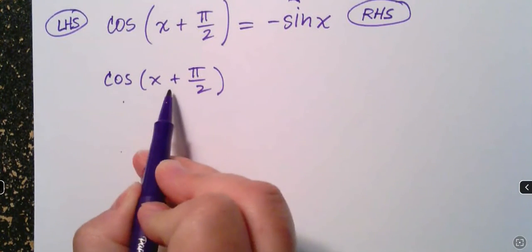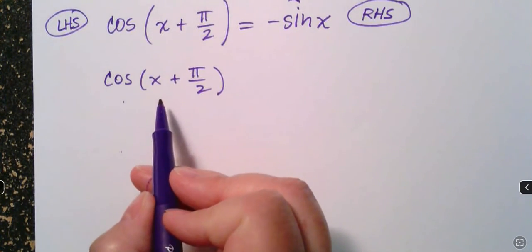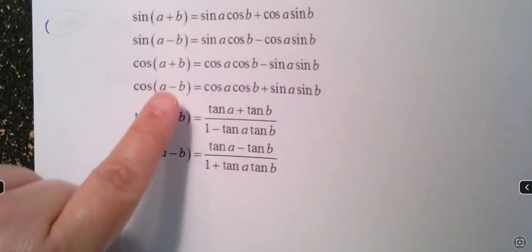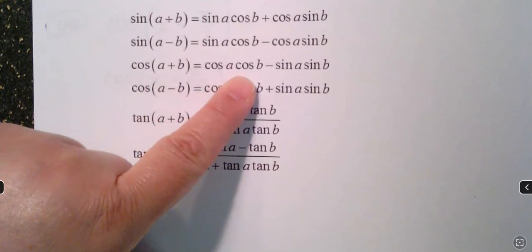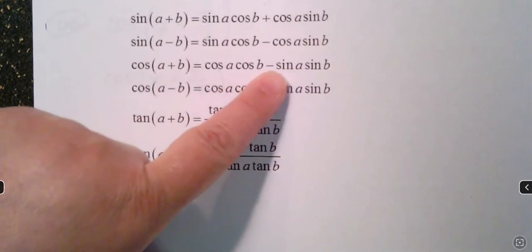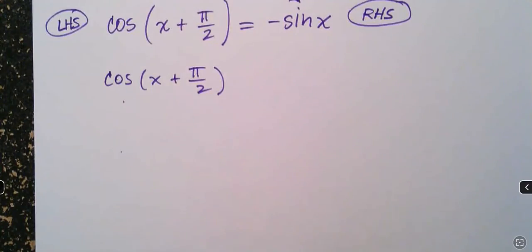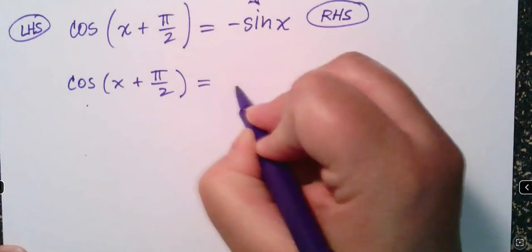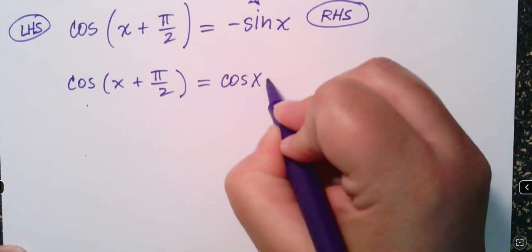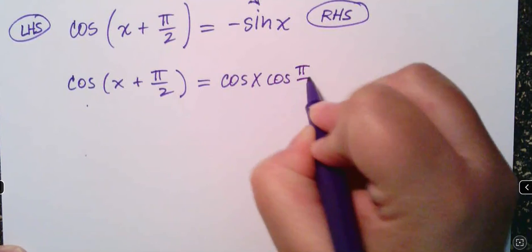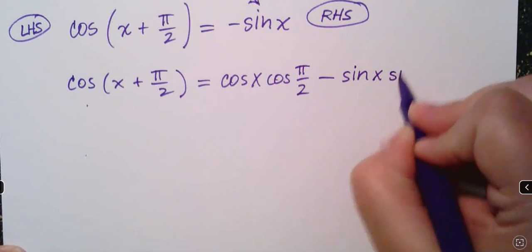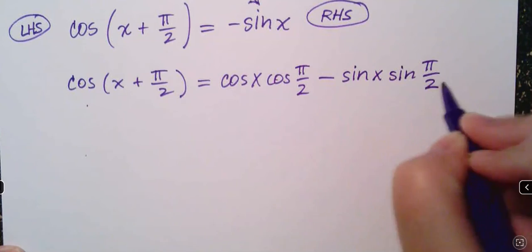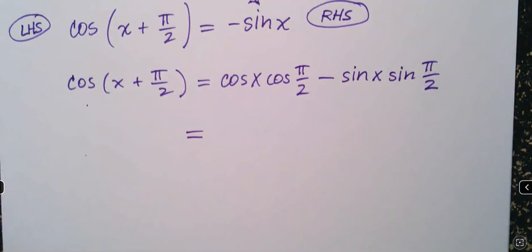Well, I see that I can use sum and difference identities. And it's a sum of a cosine. So I'm going to use this one. So cosine of the first times cosine of the second minus sine of the first, sine of the second. So this is cosine of x cosine of pi over 2 minus sine of x sine of pi over 2. All right, and then I can simplify that some more.